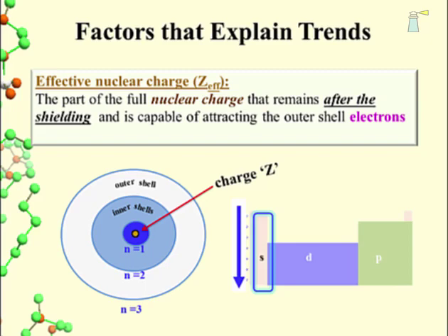So, the closer an electron is to the nucleus, the more the effective nuclear charge resembles the whole nuclear charge. Strong attraction. And the further away an electron is from the nucleus, the more shielding there is, and the smaller the effective nuclear charge is compared to the whole nuclear charge. Weaker attraction. Bottom line, further away and with less nuclear charge attraction, the outer shell electron is less tightly held.